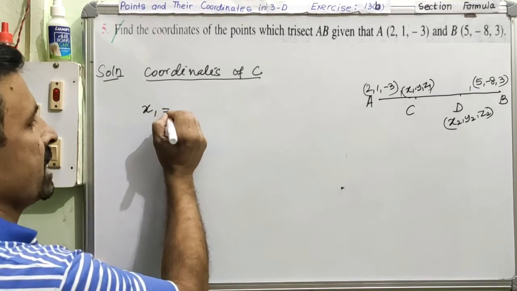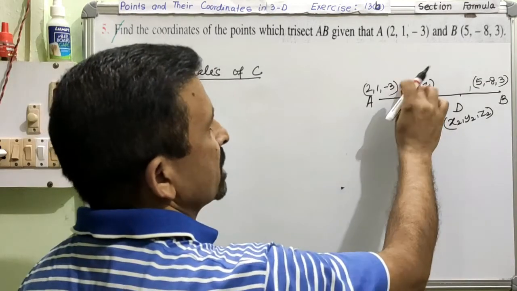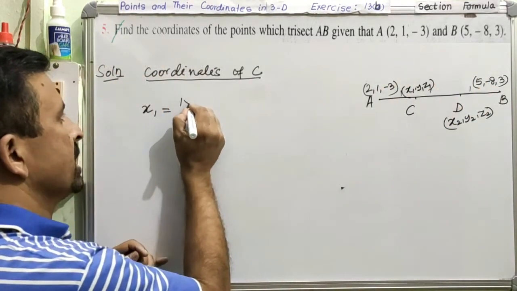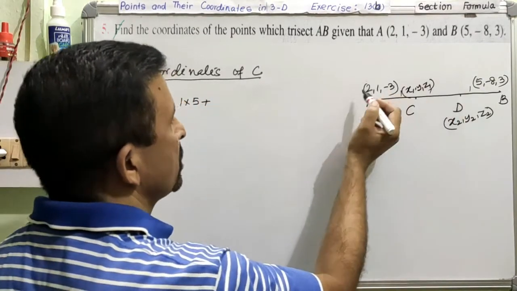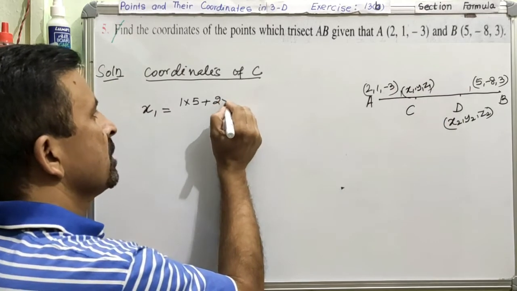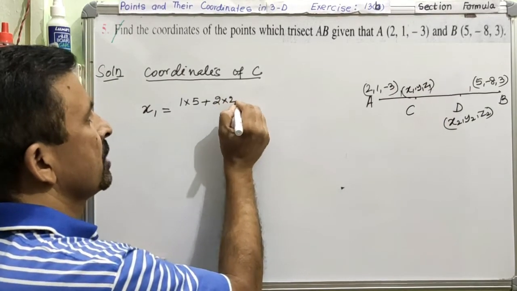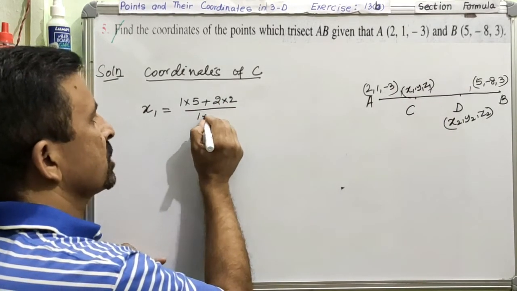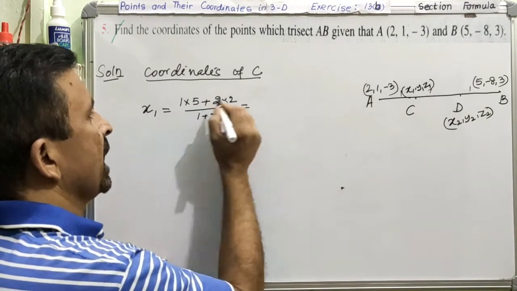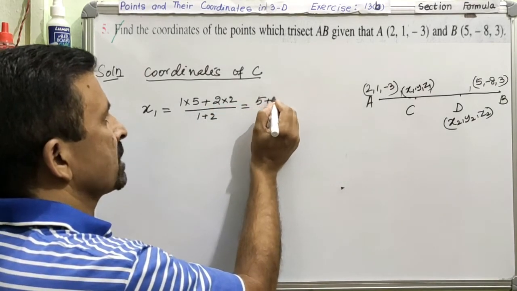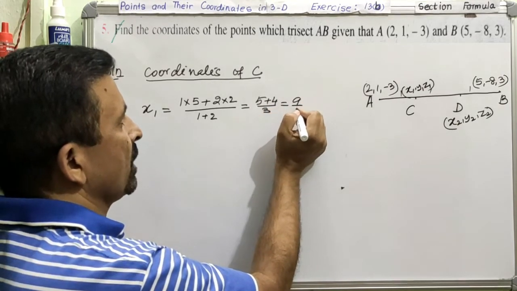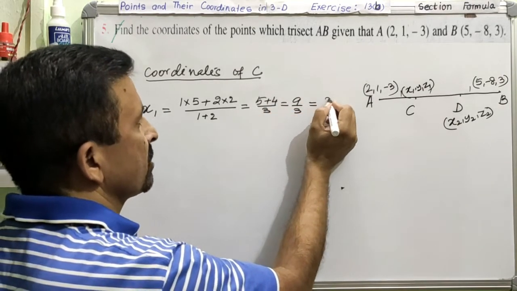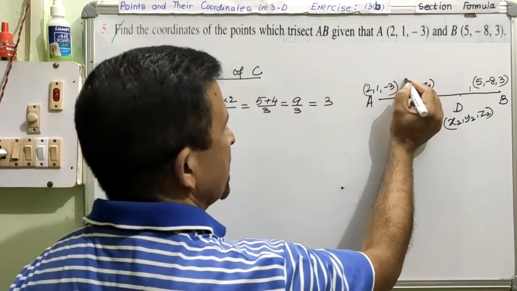x1 is equal to 1 into 5 plus 2 into 2, divided by the ratio 1 plus 2. This is 5 plus 4 divided by 3. This is 9 over 3. Finally, this is 3. So the x value of your C is 3.